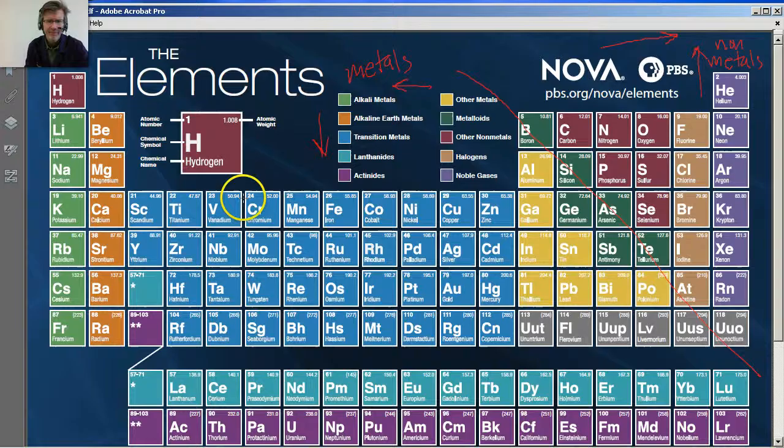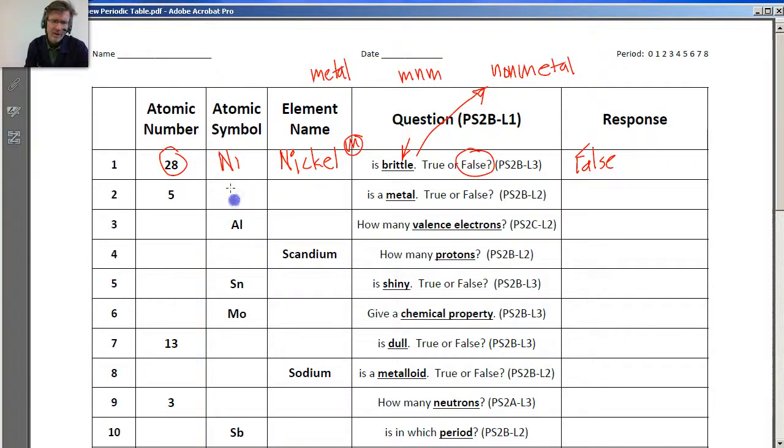All right, number 5, periodic table. Number 5, over here, boron. Boron B. Boron is a metalloid. So it is not a metal, and it is not a nonmetal. So you have to say that it is false for being a metal.